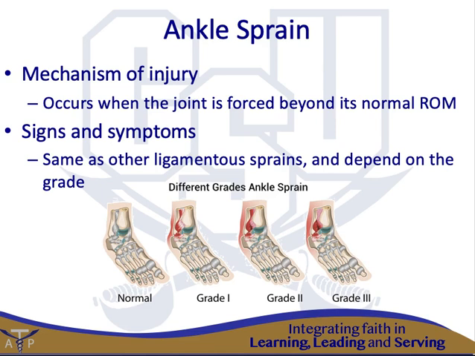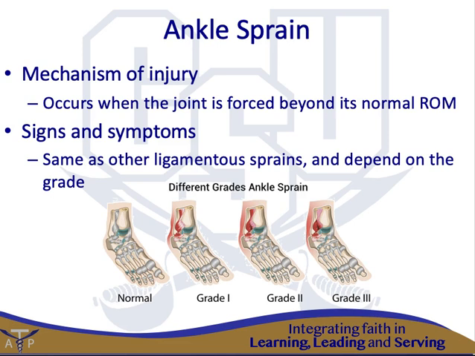Last but not least, we have an ankle sprain. Ankle sprains are your run-of-the-mill common ankle injuries that we see on an almost day-to-day basis in athletic training. This is the most common lower extremity injury and occurs to the lateral, medial, and anterior tibiofibular ligaments and the syndesmosis.